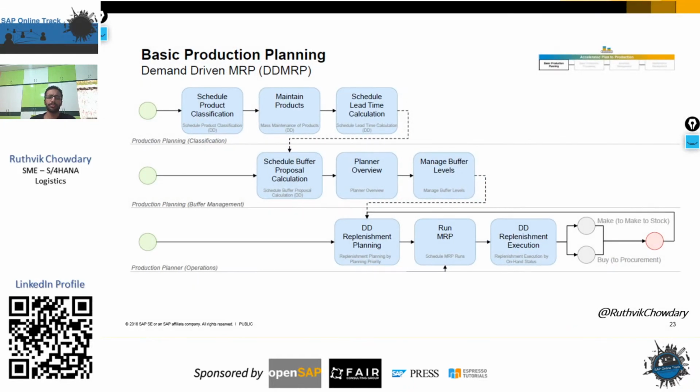This is the flow of how DDMRP works. First we schedule the product classification, and once the product has been classified, we do the lead time calculation. Once the lead time is done, then buffer proposals, and then manage the buffer. Once the buffers are done, then the DDMRP run. As I said, you can do the MRP run. Once MRP is done, based on the DDMRP proposals, MRP will generate the proposals. Then you can execute them using replenishment execution. That is how it will work.